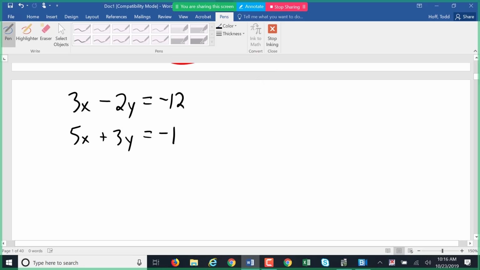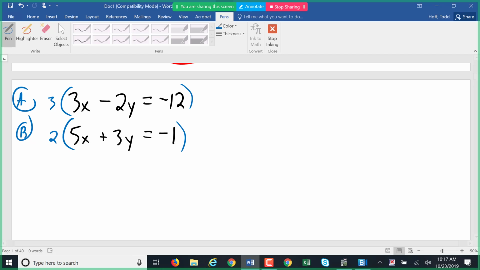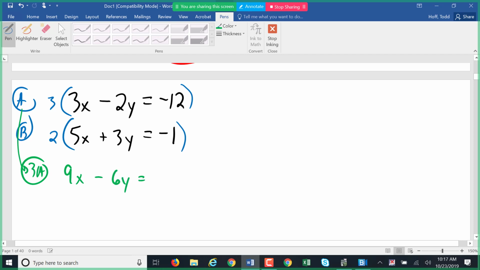Obviously, they won't cancel the way they are, so we have to pick a variable. I'm going to go with the y. So I'm going to multiply the top equation, equation A, by 3, and equation B I'm going to multiply by 2. So it's going to give me a negative 6 and a positive 6. 3 times equation A is going to give me 9x minus 6y equals a negative 36. 2 times equation B is going to give me 10x plus 6y equals negative 2.